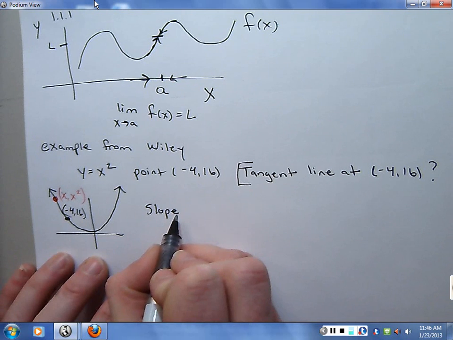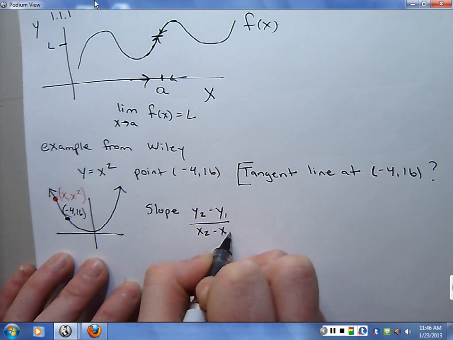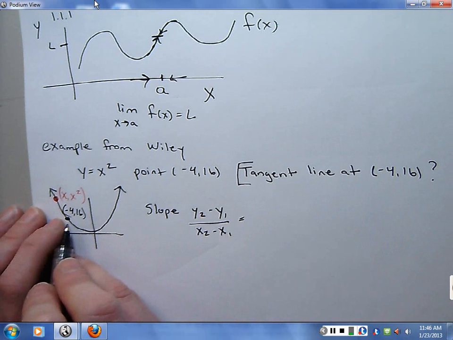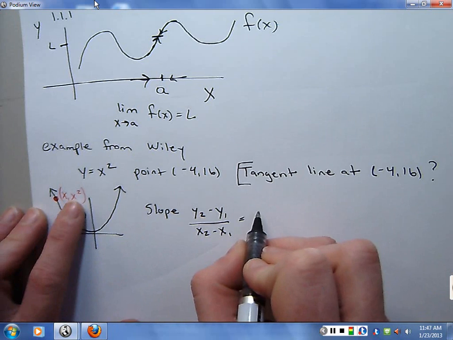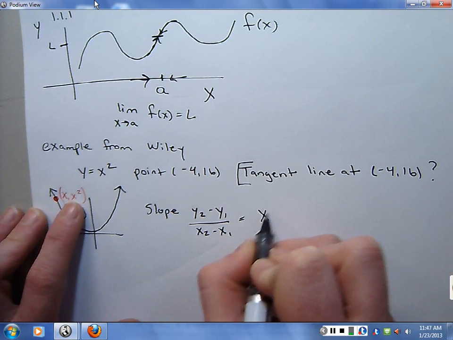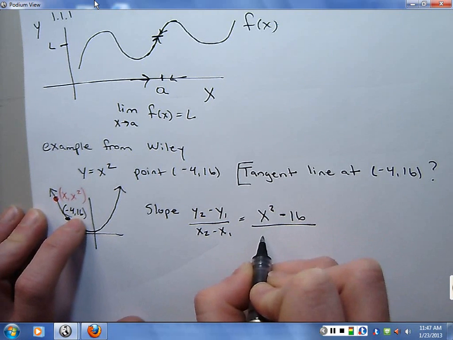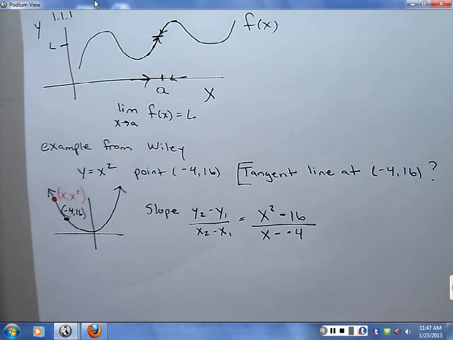So my slope is y2 minus y1 over x2 minus x1. In this case, I'm going to call my red point the second point and my given point the first point. So the y component of my red point would be x squared minus 16, over x minus minus 4. Now if I plug in x equals minus 4, I have 0 over 0, which doesn't give me the slope. So I need to simplify this.